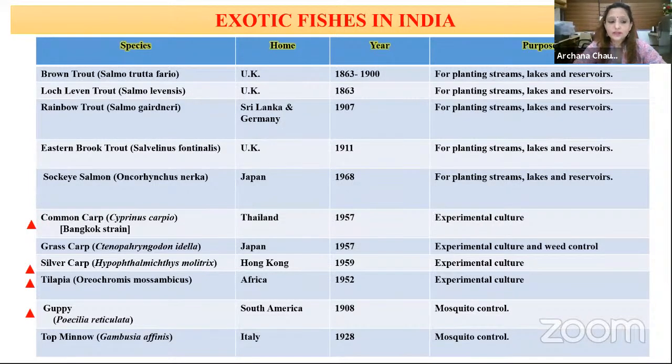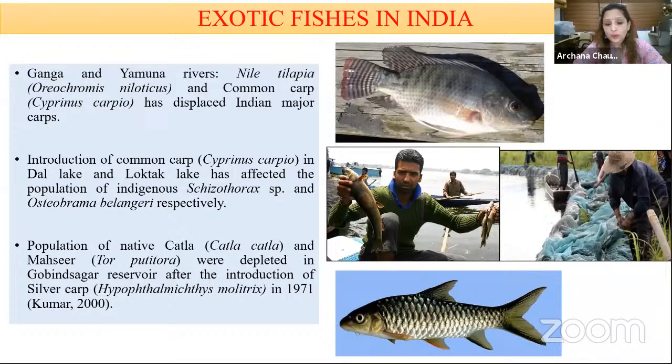However, out of the different exotic species, the common carp, the silver carp, tilapia, and guppy are the common ones which are now of major concern. When we talk about Indian rivers, in the Ganga, which is the Ganges, and Yamuna rivers, Nile tilapia and common carp are the two exotic fishes that have displaced the native species, which is the Indian major carps.